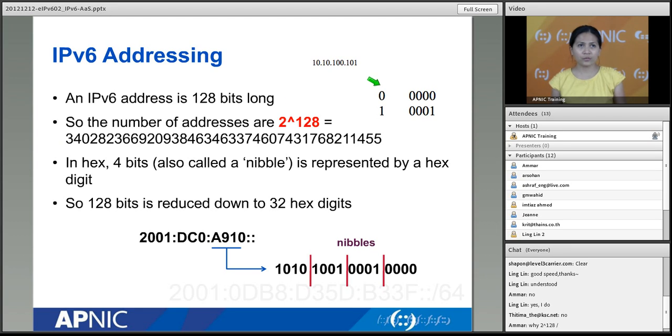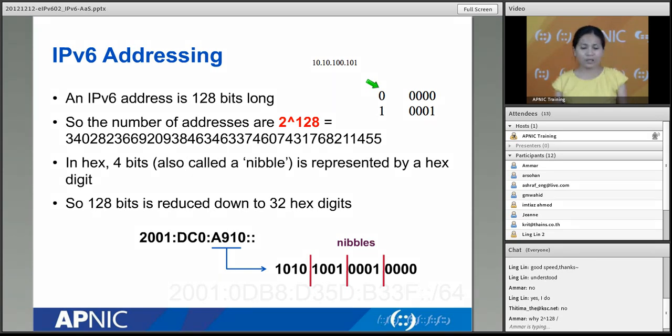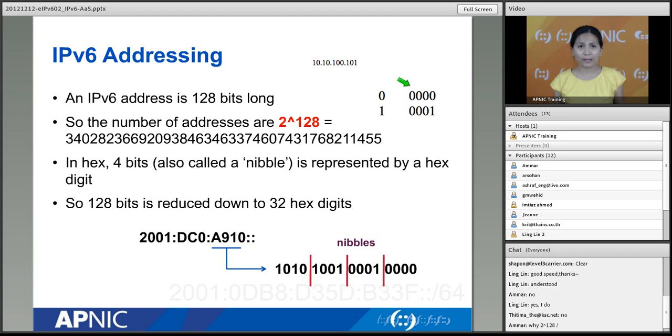Okay, so sometimes I think that there is a confusion when you're doing addressing. When you see a zero, you try to think it's an actual zero in binary. When actually, when you see an IPv6 address, the zero there is hexadecimal. Therefore, it's equivalent to 4 zeros. Okay, when you say 4 bits, we can also say that it's a nibble. That's how we call that. It's a nibble. A nibble is 4 bits.